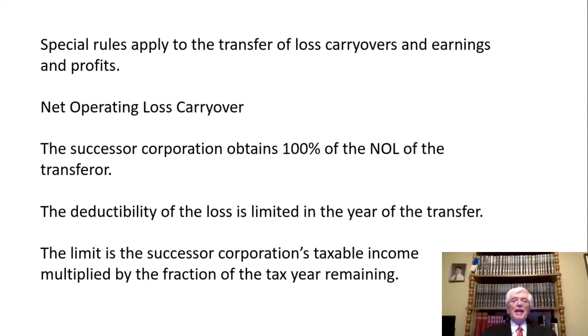So what they're saying is you can't use the NOL to offset pre-acquisition earnings of the successor. Post-acquisition earnings, yes, but not pre-acquisition earnings. And so they say, well, all right, if there's half a year remaining, then you can use the NOL against half of the earnings, meaning that it's the second half of the earnings when the two have been combined. The first half, when they weren't combined, that cannot be offset with the acquired company's NOL.